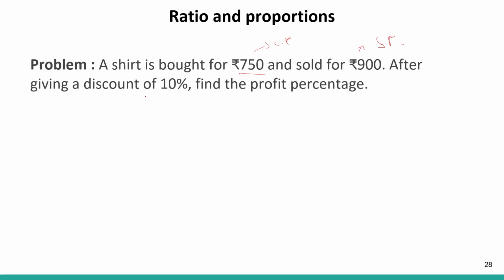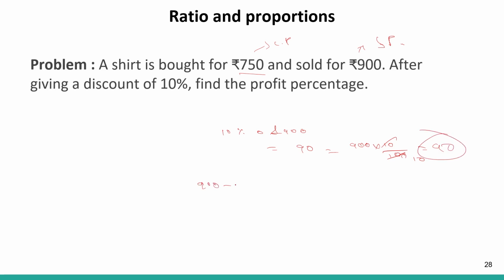So after giving a discount of 10%, find the profit percentage. So discount is given on selling price. Okay, so 10% of 900 is equal to what? 90, because this is equal to 900 into 10 by 100. Sorry, 900 by 10 is equal to 90. Okay, 90 is the correct answer.